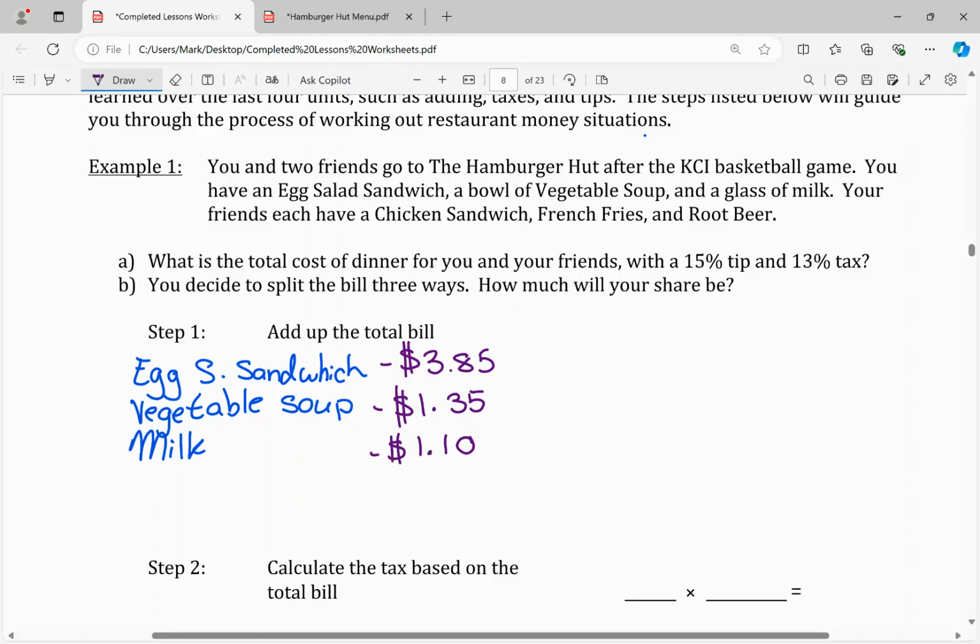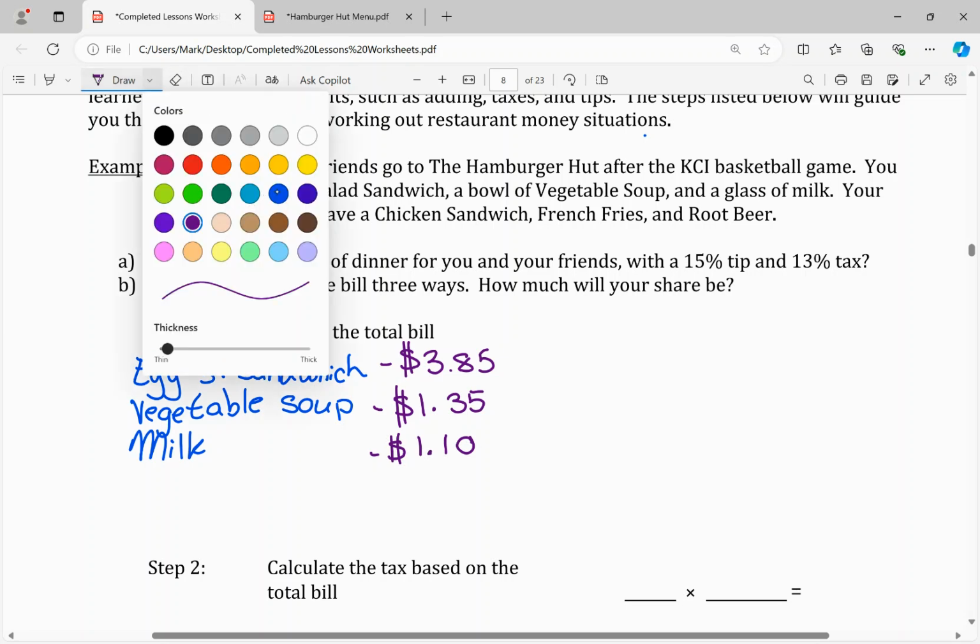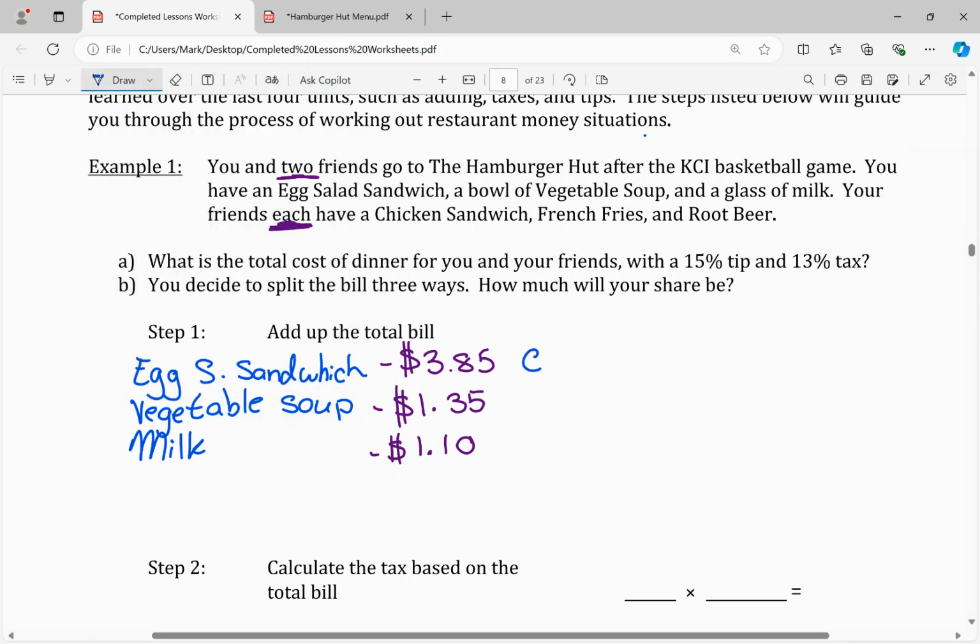Good. Now, this is all one bill, you and your 2 friends. So let's see what our friends purchased. They each have a chicken sandwich, French fries, and a root beer. So we need to take each of these items and multiply them by 2 because we went to the Hamburger Hut with 2 friends. So that means that we have a chicken sandwich times 2.